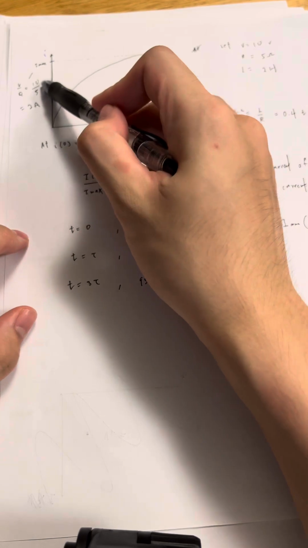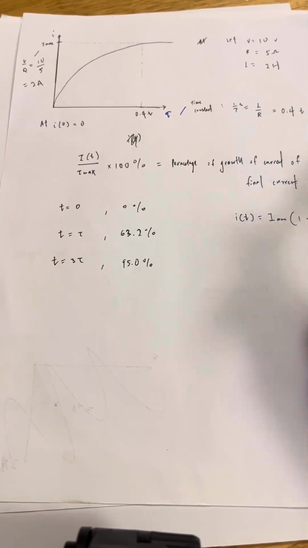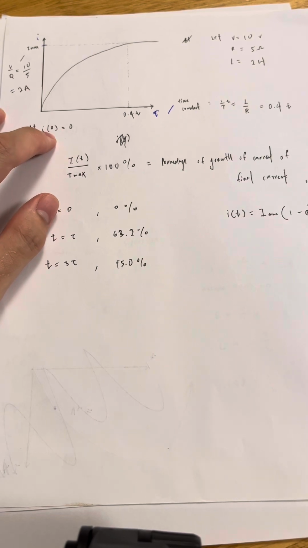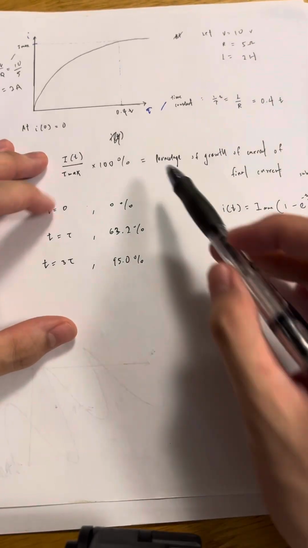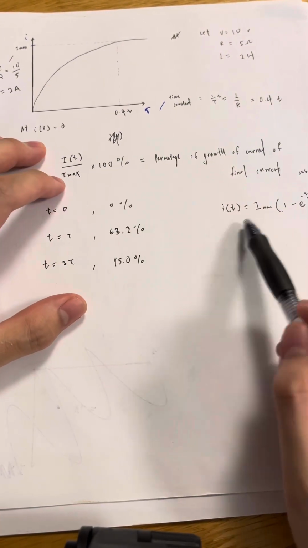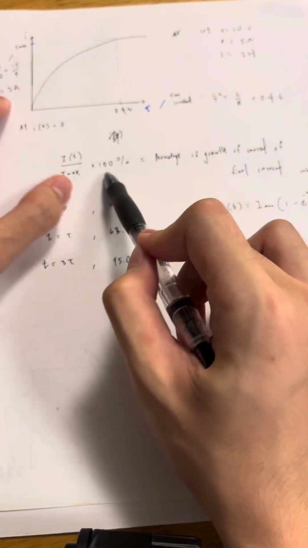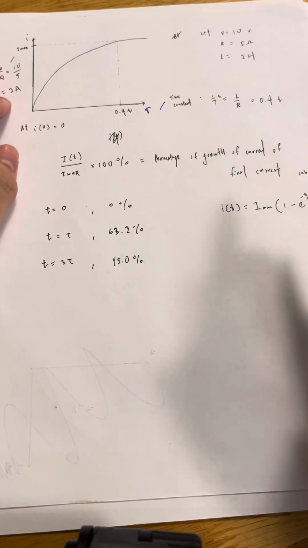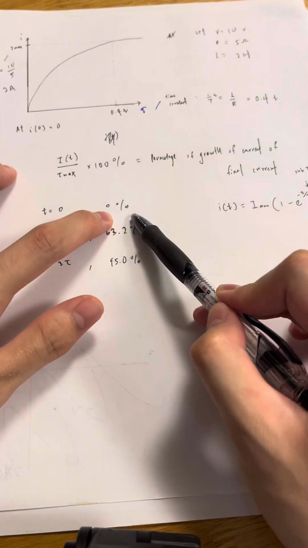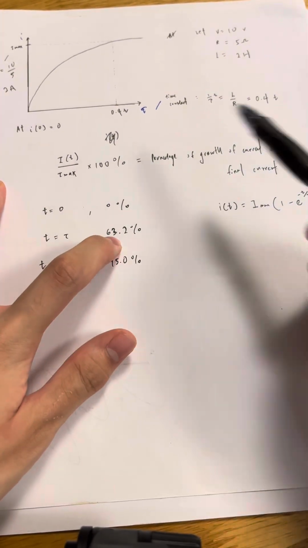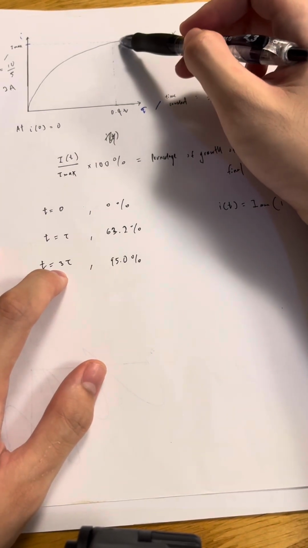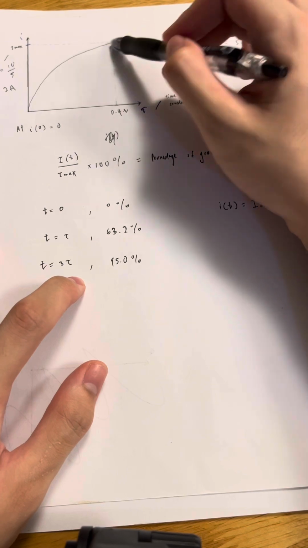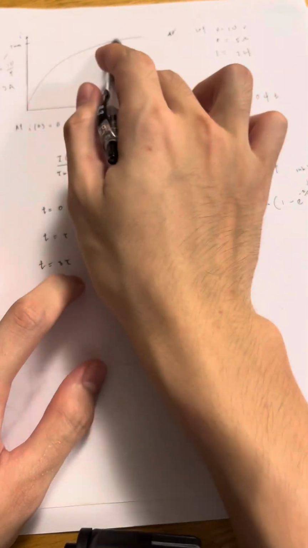And V over R, which is the maximum current, is equal to 10 over 5, which is equal to 2 ampere. When the time is equal to 0, the current is equal to 0, since there's no current flowing through. To calculate the percentage, we use the formula found, divide by the Imax, which is 2, times 100%. We can find the percentage of growth of the current relative to its final current. When t equals 0, obviously it's 0% growth, and when t equals 1 tau, it is 63.2% of its final value, which is somewhere over here. When t equals 3 tau, it is getting nearer and nearer to the Imax, and so on. As you can see, the graph is going to steady state.